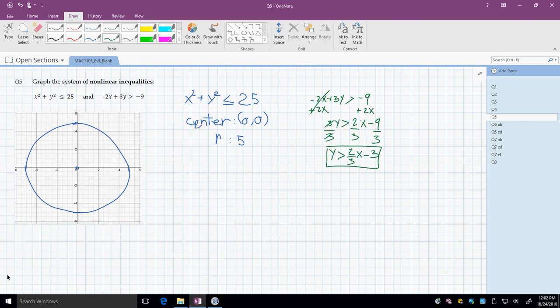Y-intercept, negative 3, about here. And my slope is 2/3. The slope is rise over run, 2 over 3, and my y-intercept is negative 3. So, right there, the point should be 0, comma negative 3.